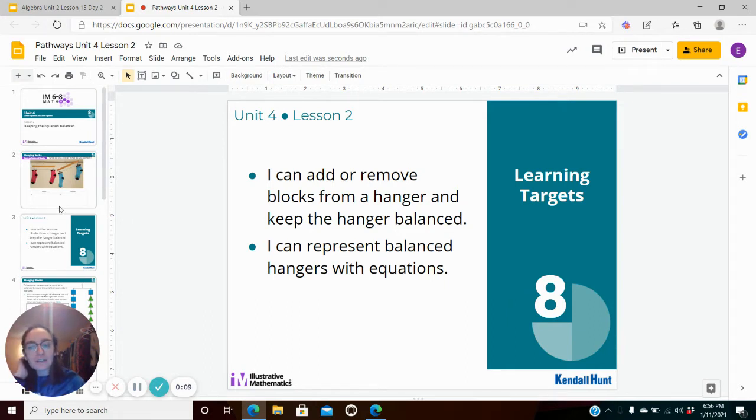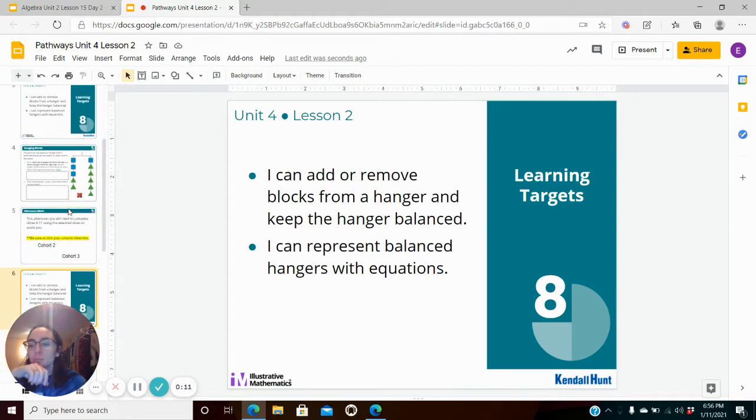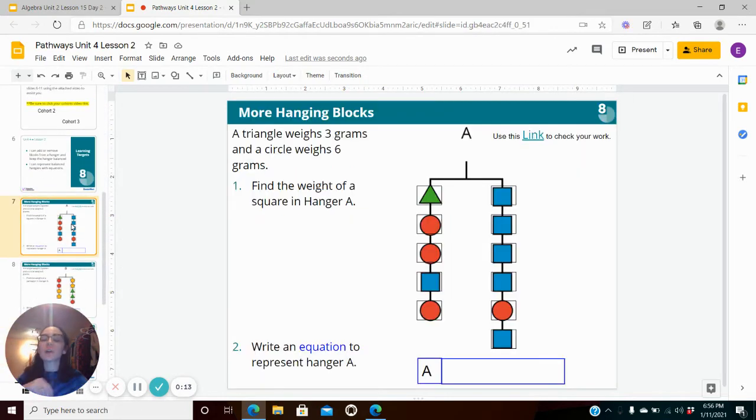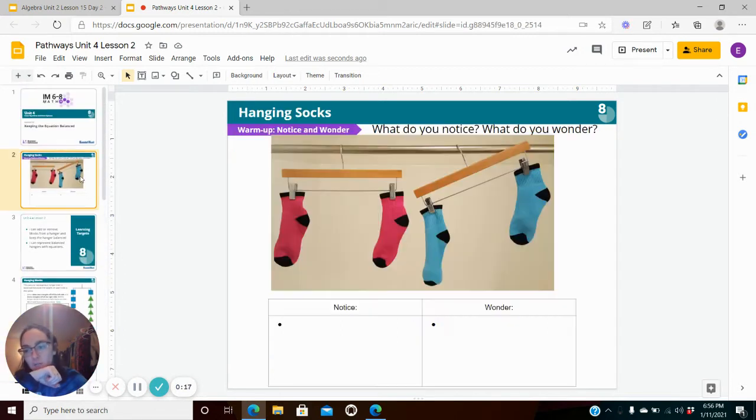So if we're looking at this afternoon's work, we are doing some more work with hanger diagrams. And let's take a look back at what we did in class today. So first thing we did was, what did we notice? What do we wonder about these two pairs of socks? How are they different? How are they alike?